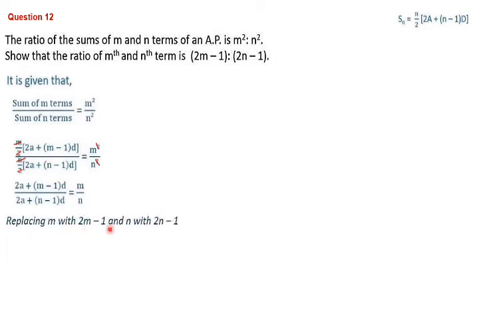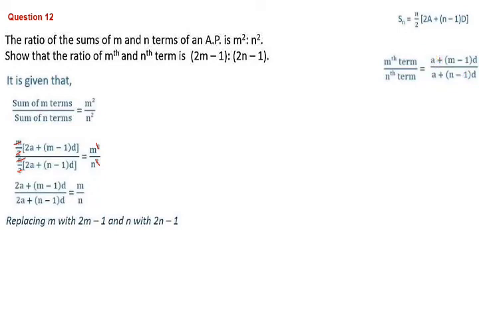Then replace m with 2m minus 1 and n with 2n minus 1. What we are doing is replacing m with 2m minus 1, n with 2n minus 1. Why are we replacing? Because we want the ratio of the mth term by the nth term. What is the mth term formula? a plus m minus 1 into d. And the nth term formula is a plus n minus 1 into d.